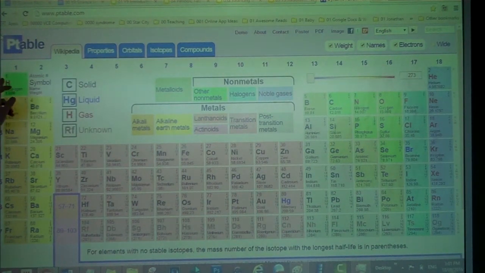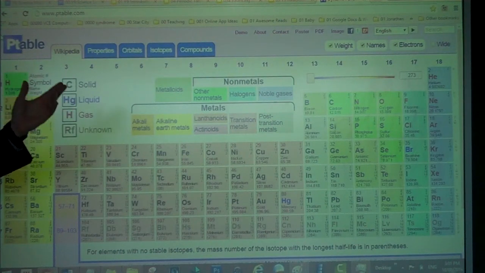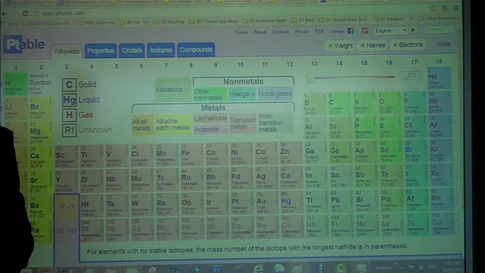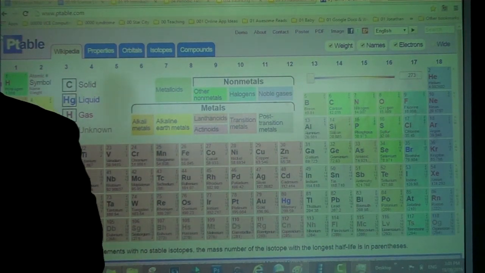So hydrogen has 1 proton, it's element 1. Helium has 2 protons, element 2. Why are protons important? Why are they significant? They define what element it is. Yes, the number of protons defines what the element is.